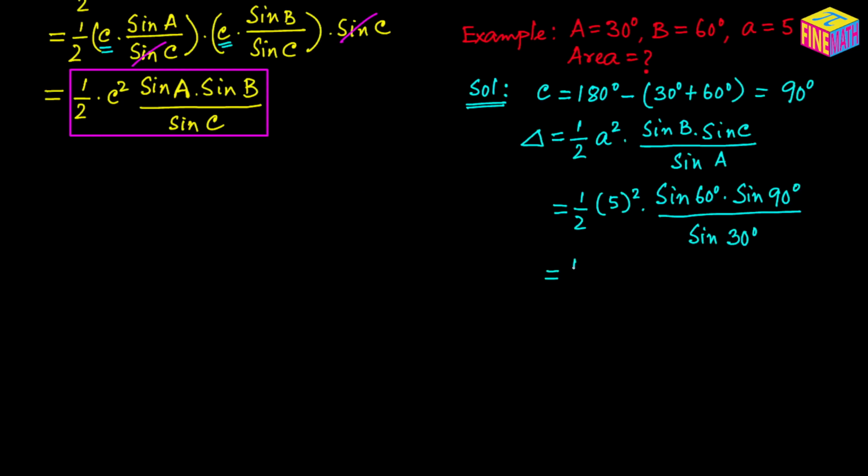Now let's simplify this. So from here we can say this is equal to half times 25 times what is sine of 60 degree, that is square root of 3 over 2, times what is sine of 90 degree, that is 1, and over sine of 30 degree, that is 1/2, and this will be equal to 25 times square root of 3 over 2, and that will be equal to 21.65. And what would be the unit? Well, unit would be square centimeter because we are talking about area here. So we must denote the area in the square units. So in this case, since A has been provided as 5 centimeter, the area would be 21.65 square centimeter.